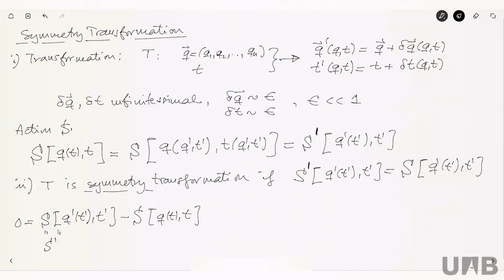So I'm going to compute now this 0 in a very complicated way. That's the condition that I have for a symmetry transformation. All right?